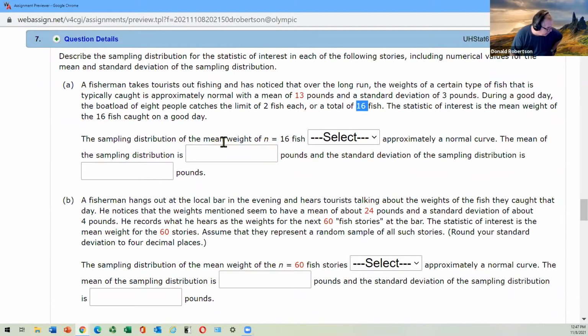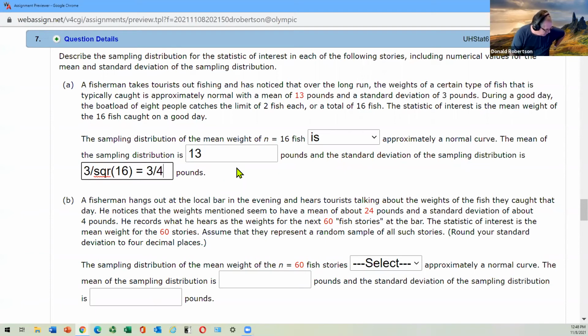The sampling distribution of the mean weight of 16 fish is approximately a normal curve. The mean of the sampling distribution should be 13. And the standard deviation should be 3 divided by the square root of 16, which actually is 3/4. So in that story, if we assume that 16 is big enough, which I don't, but if we do, then isn't that where we would go?